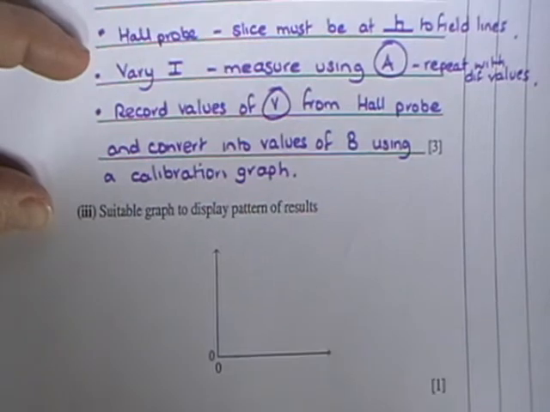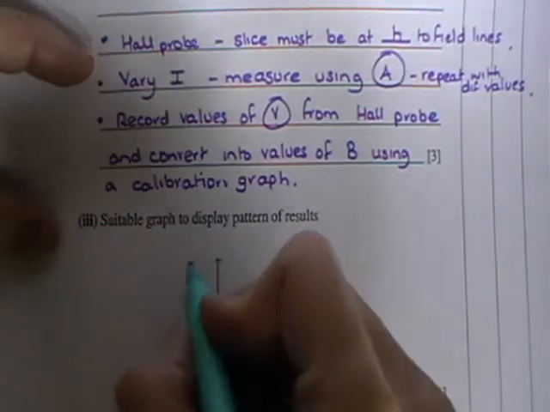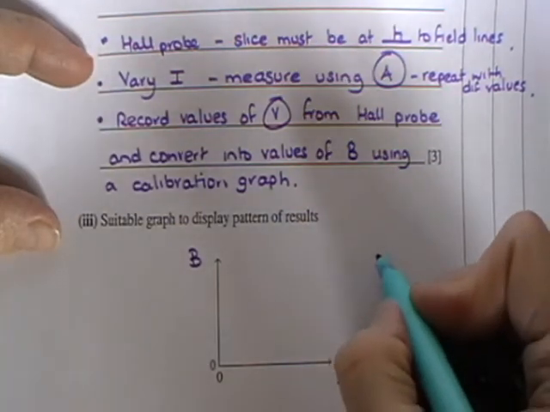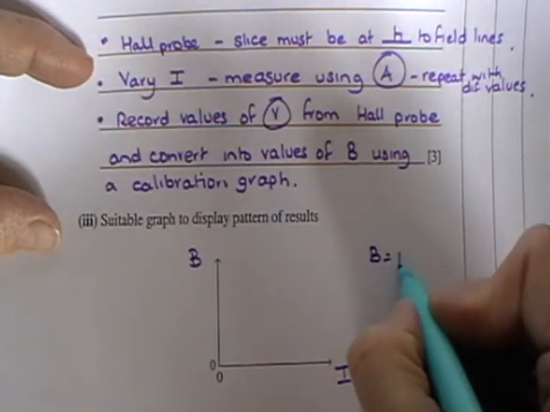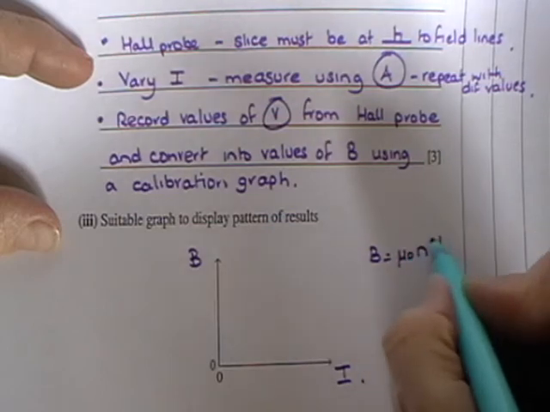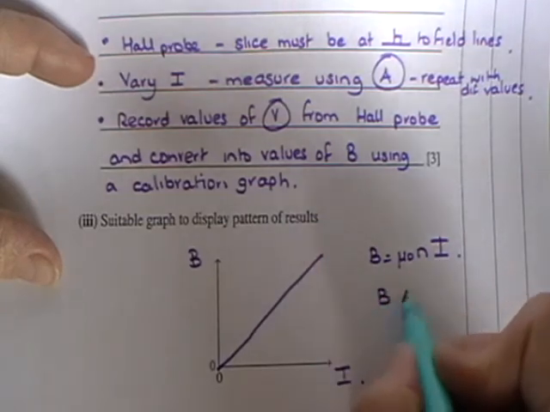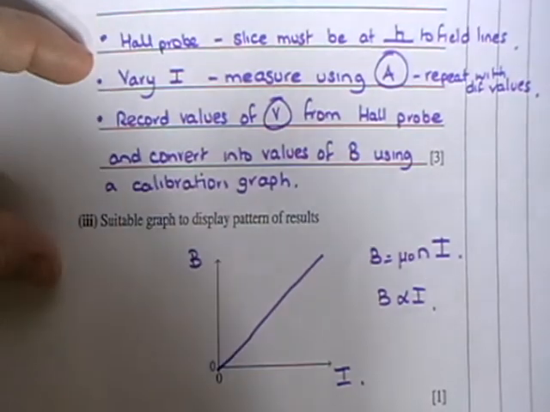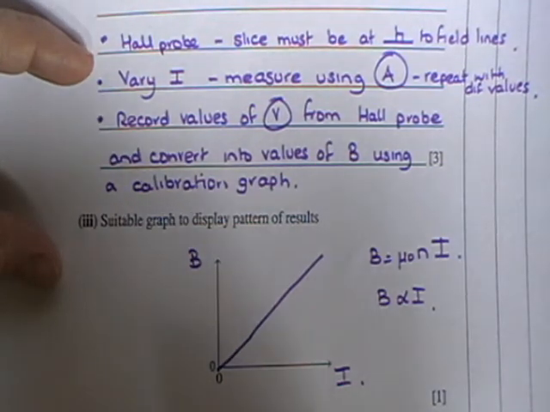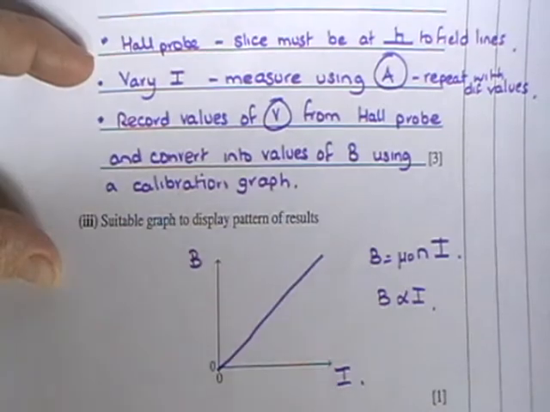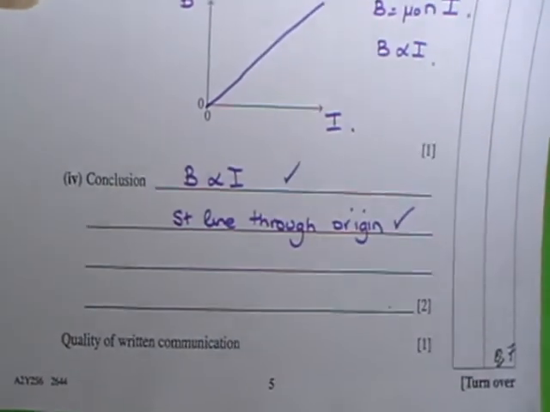Suitable graph to display a pattern of results: you're hoping to get a graph of B versus I. You should know that B is equal to mu naught, the number of turns times the current in the solenoid, and so B is proportional to I, and that should give you a straight line through the origin. So B is proportional to I is your conclusion, and it should be a straight line through the origin to get you your 2 marks there. And that should be written, of course, in continuous prose.